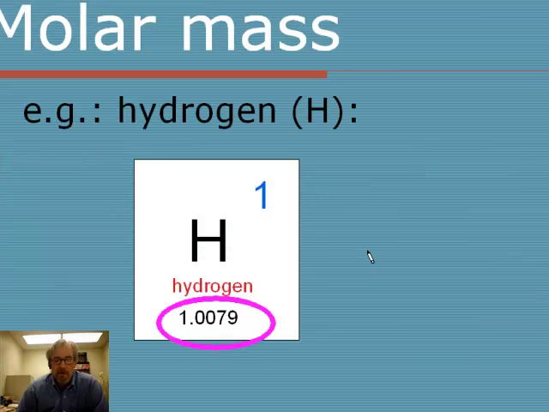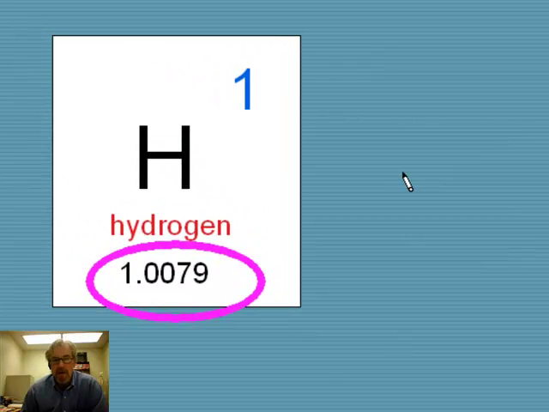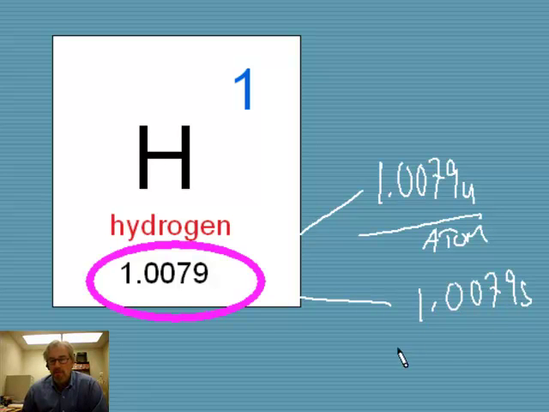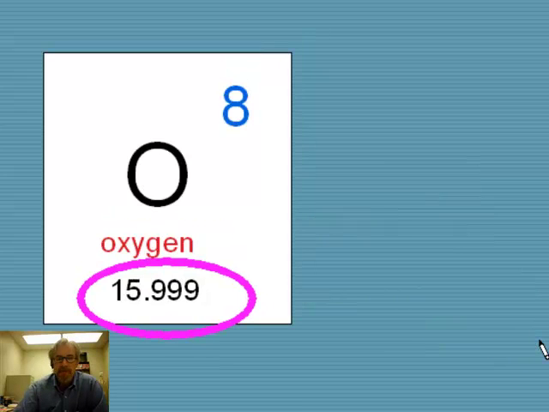So, for example, when you go back to hydrogen, that 1.0079, that's the mass in grams of 1 mole of hydrogen. It's also the mass in U's of 1 atom. So that's a dual purpose number. It means 1.0079 U's per single atom on average, but it also means 1.0079 grams per mole of atoms. Same thing with oxygen. The 15.999, that's U's per atom, and it's also grams per mole of atoms.